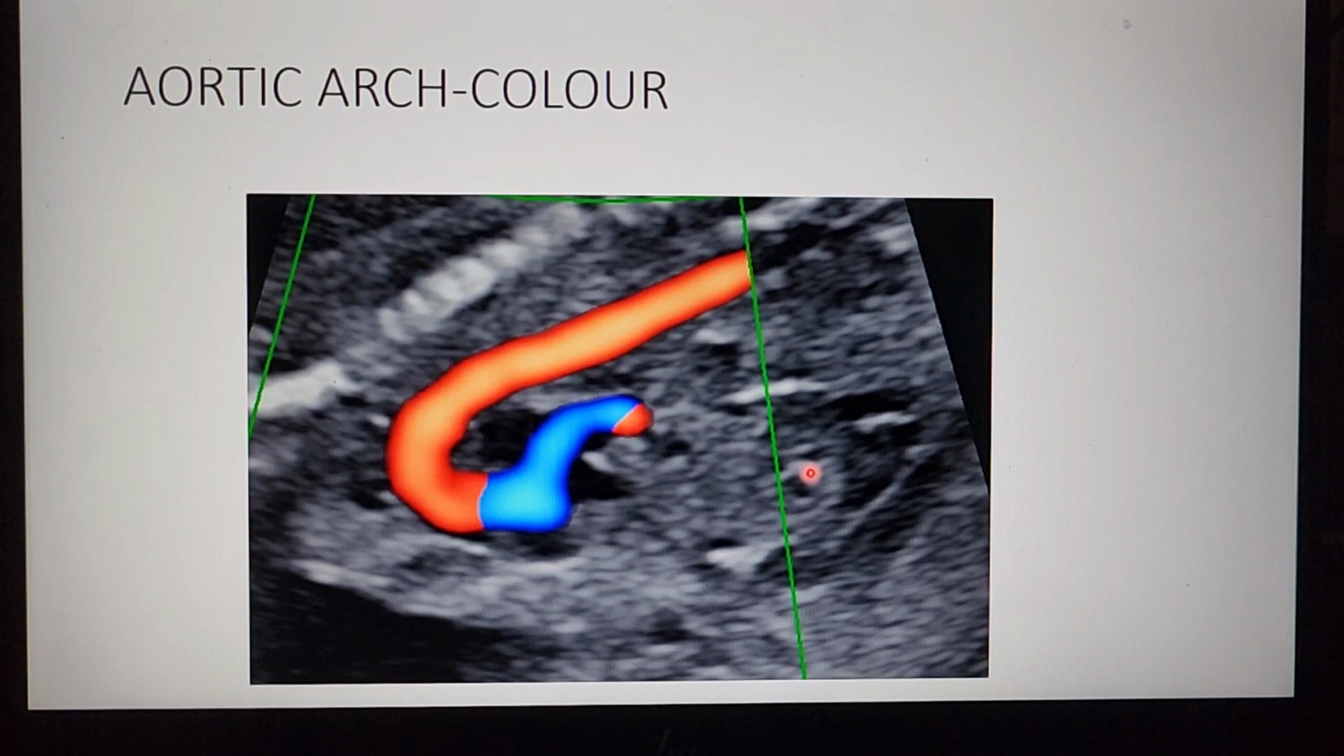Now this is the aortic arch view. This is posterior, this is anterior. You can see the normal aortic arch arises from the mid-thorax, takes a sharp curve and continues as the descending aorta. This resembles the handle of an umbrella.